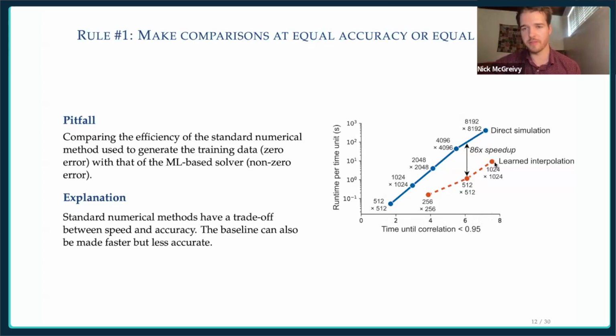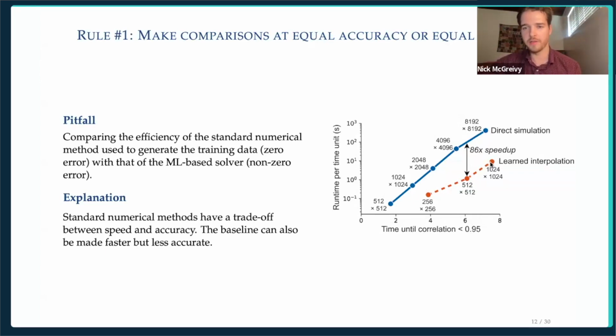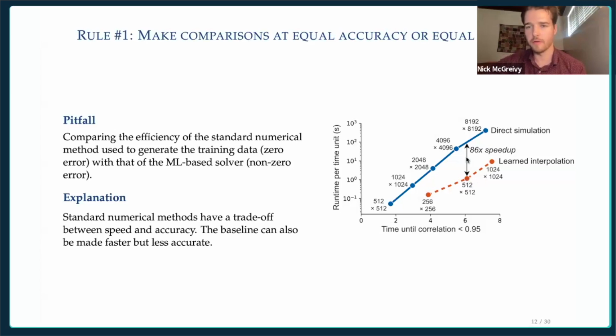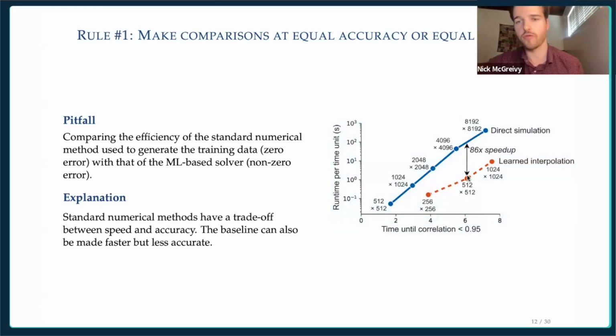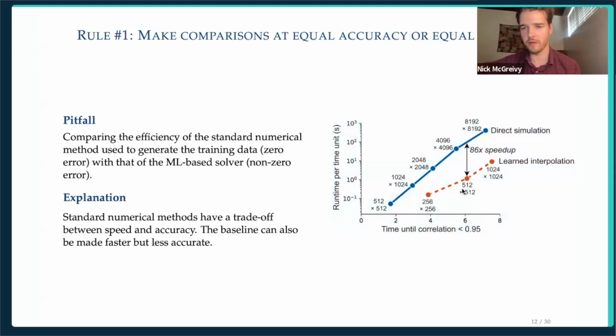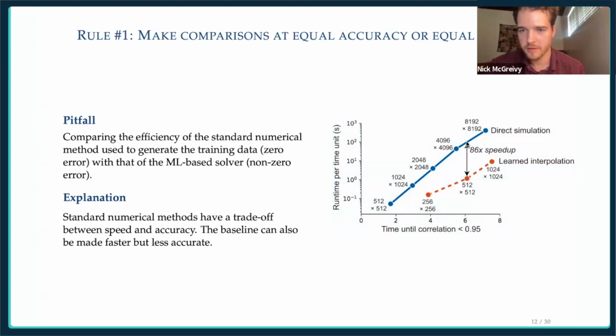And then what they do is they have this machine learning model they train, and they see that at a given accuracy, they have their faster speed. In this case, they're 86 times faster. So that is a correct way to follow rule number one. What they do is they look at constant accuracy, and they compare this red point here to this line here.